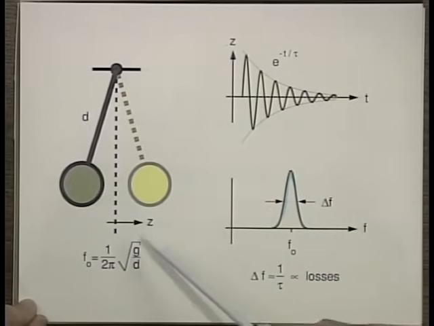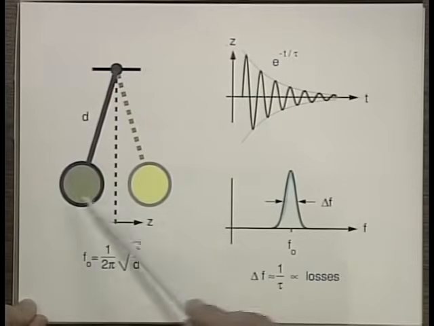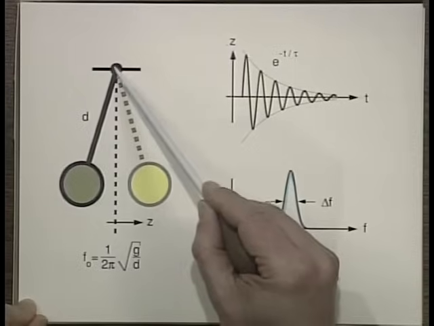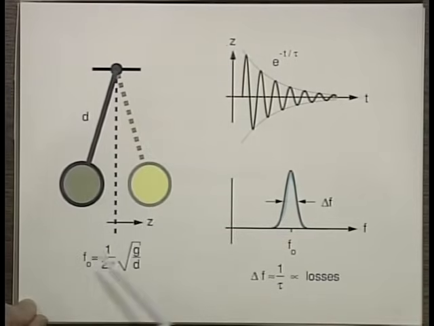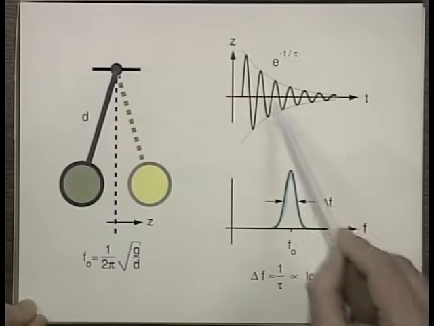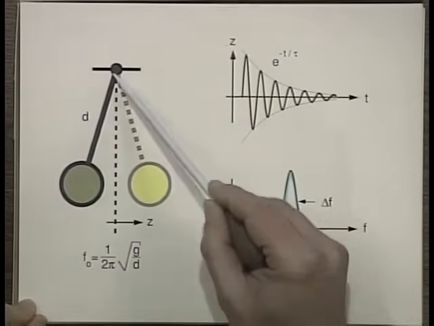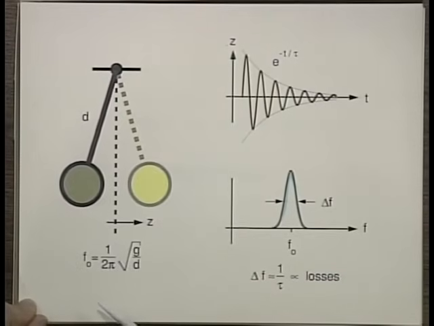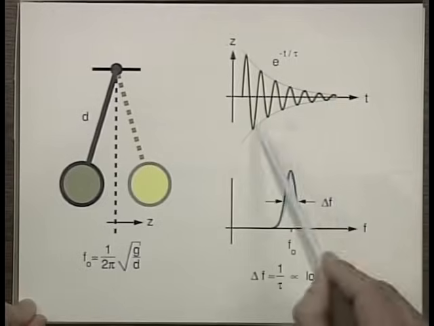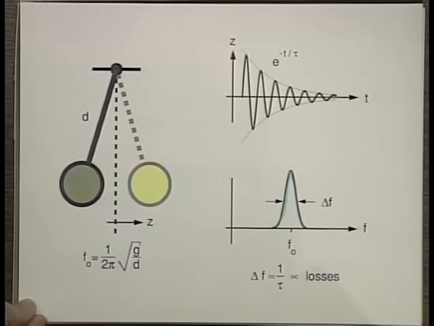And the question, why does it die down? Because there are some losses. The losses, for example, come in this pivot here, pushing air around, and so on. Basically, it will die down because it's difficult to get rid of all these losses. So we don't have that constant oscillation that I showed you before.